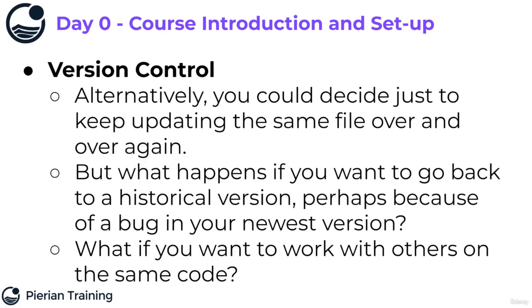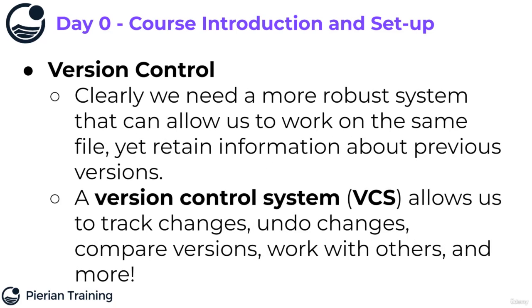Alternatively, you could try to decide just to keep updating the same file over and over again, but then what happens if you want to go back to a historical version, perhaps because of a bug in your newest version? And what if you actually want to work with others on the same code? Neither the multiple file or just a single file with no history really works in that case. We want something that's flexible to track changes, but also allow us to work with others. Clearly, we need a more robust system that can allow us to work on the same file, yet retain information about previous versions. A version control system, or VCS, allows us to track changes, undo changes, compare versions, work with others, and more.